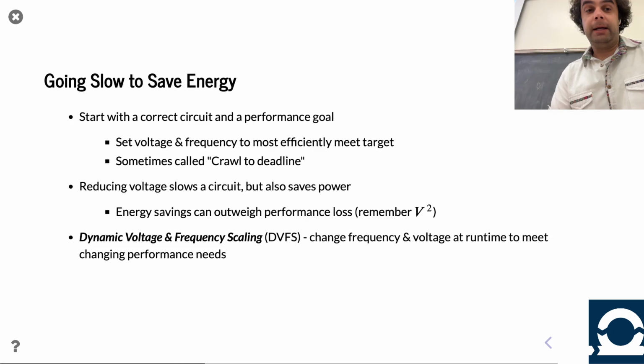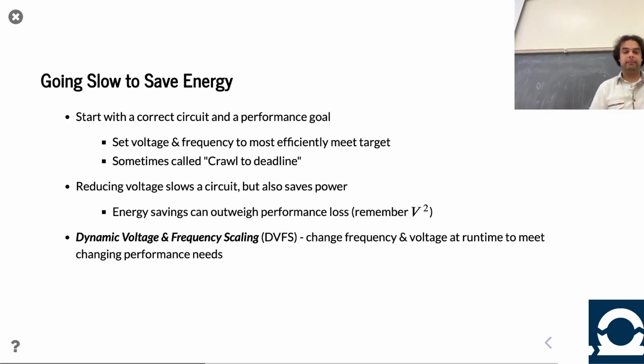Cool. So yeah, going slow, the same energy, in addition to the race to halt versus crawl to deadline, it's something you want to think about a lot, right? Thinking about just what needs to happen and taking advantage of that. And as always, try to start from a correct circuit before you start optimizing for performance, right? And then, as a designer, especially working with your process design team, you're going to figure out how to set your voltage and frequency to efficiently meet that target, right? So crawl to deadline is one way of doing that.